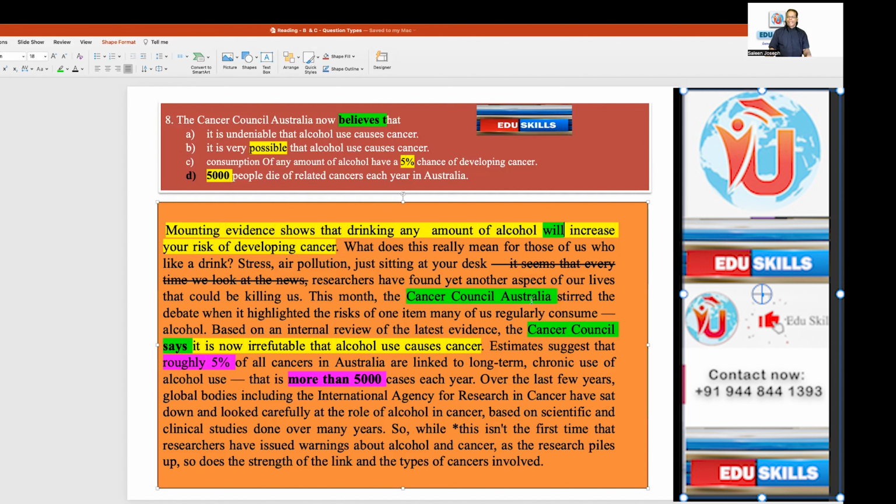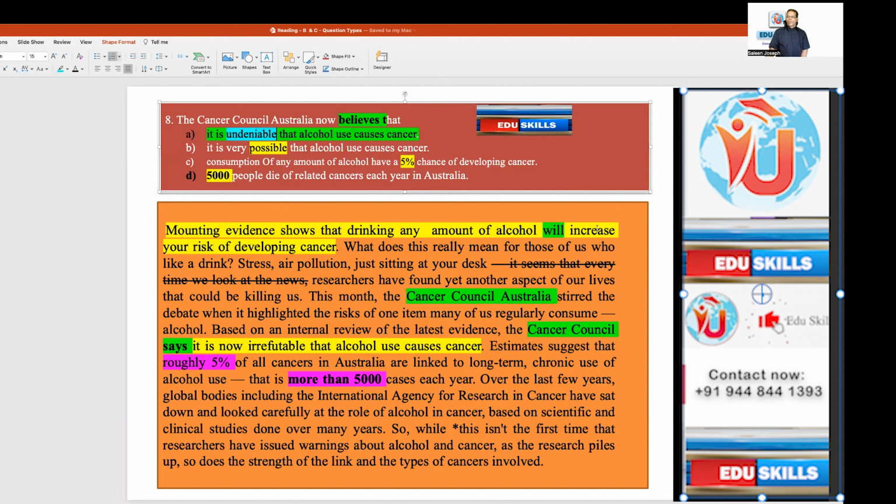So it is undeniable that alcohol use causes cancer. So you have come to the name, immediately you go into this. See, the name is repeated twice, but the same thing. But it says it is now irrefutable, undeniable. Even, yeah, this is there even in your text. What I mean, in the topic sentence, you have this taste in the topic sentence. Do you have it? Yes, mounting evidence. Yeah, mounting evidence.